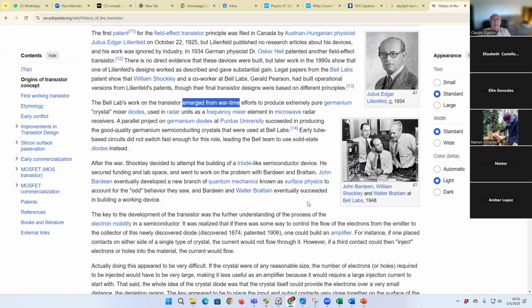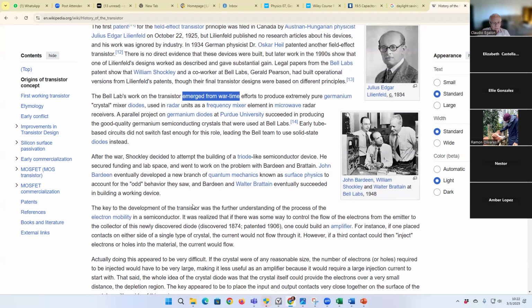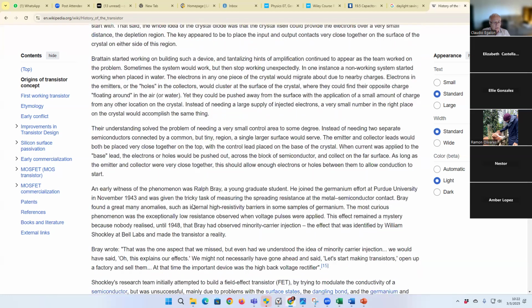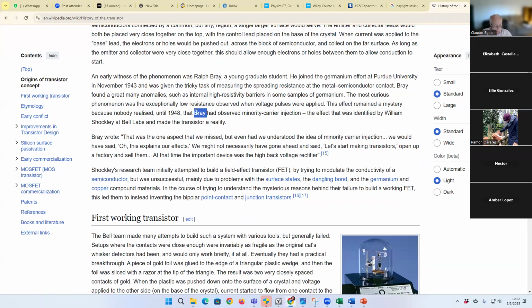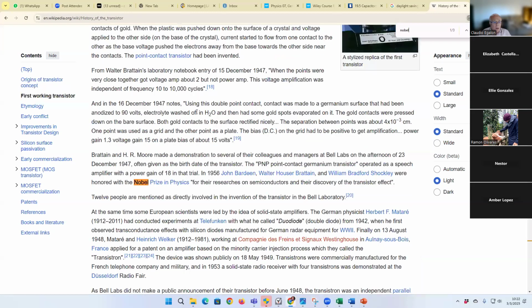The problem is whether Lilienfeld had a patent in the States or in Sweden. That's the problem. If he didn't have a patent in the States or Sweden, he wouldn't have much to do against the Nobel Prize Committee or the Bell Labs laboratory. Okay, so let's see when they won the Nobel Prize. Nobel Prize in Physics, 1956.